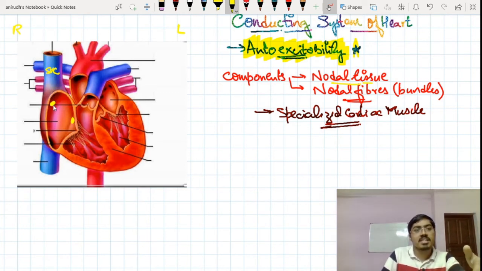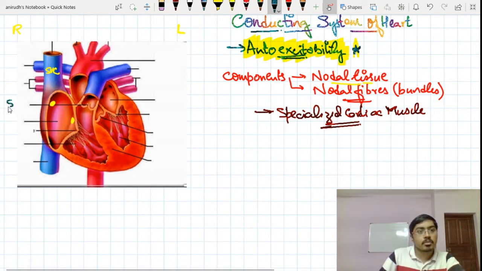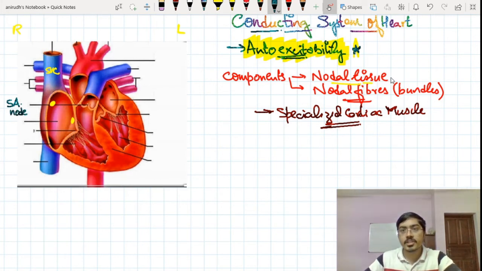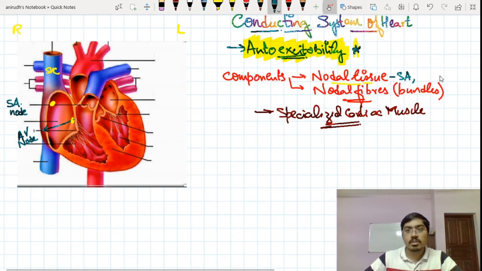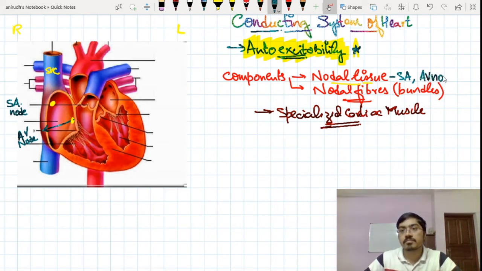Just below that you will see the node over here, and this node you can call the sinoatrial node, SA node, right? So the nodal tissue are the SA node, and the second one is at the lower left corner of the right atrium. At the lower left corner, I have another tissue. This is called the AV node. So this is my AV node, right? So SA node, and the second one is the AV node.